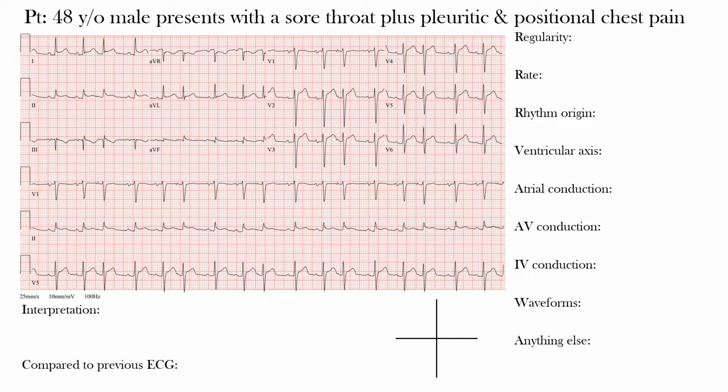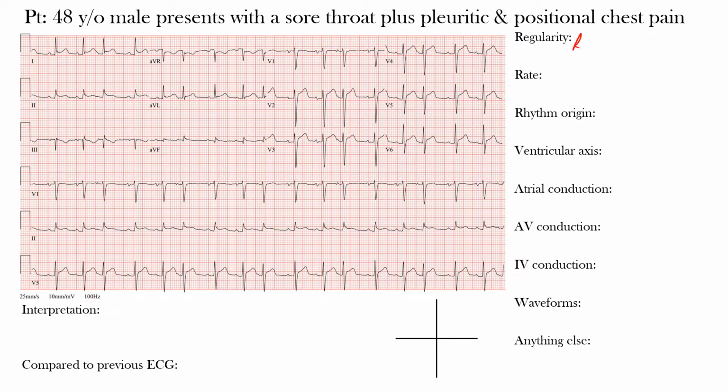Okay, so we have a 48-year-old male that presents with sore throat plus pleuritic and positional chest pain in this EKG. So you don't have much of a history, but that's what you have to go off. So let's go through the EKG. Now first we said we have to check what is the regularity of this rhythm. Well, on first impression of the EKG, you probably notice that the rhythm appears quite irregular at places, but there is some regularity to it. So we call this a regularly irregular rhythm. So we'll just write this here.